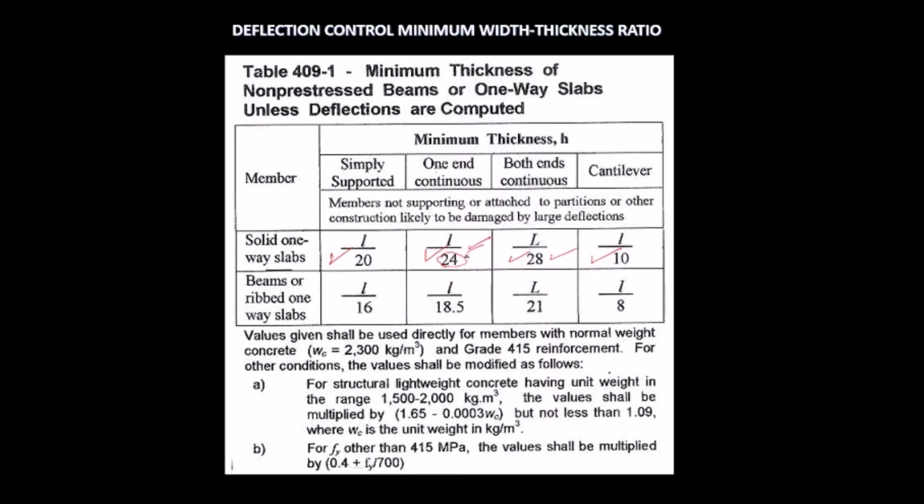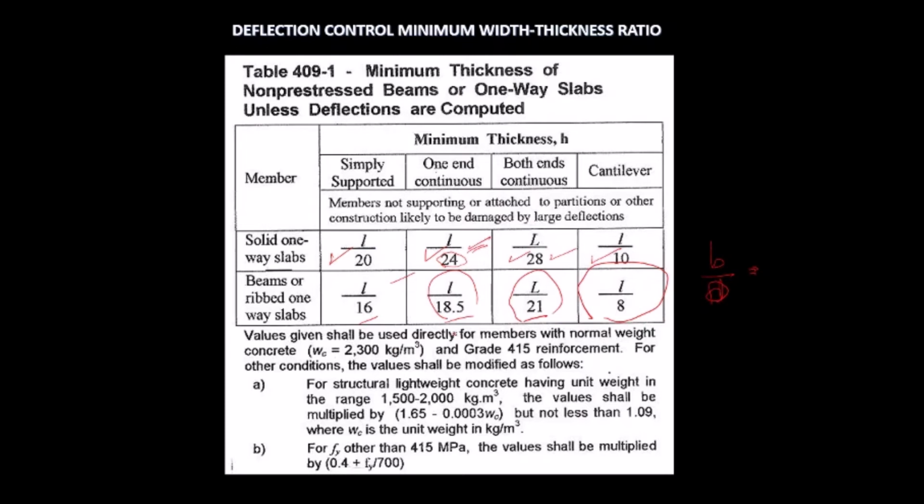Slab. Pero this is for slab, this is for beam. For beam, L over 16, L over 18, okay. Actually, pwede natin gamitin ito to select the width thickness ratio ng beam. Ano ba yung width thickness ratio? That is B over the total depth. So yan, you are going to have that.